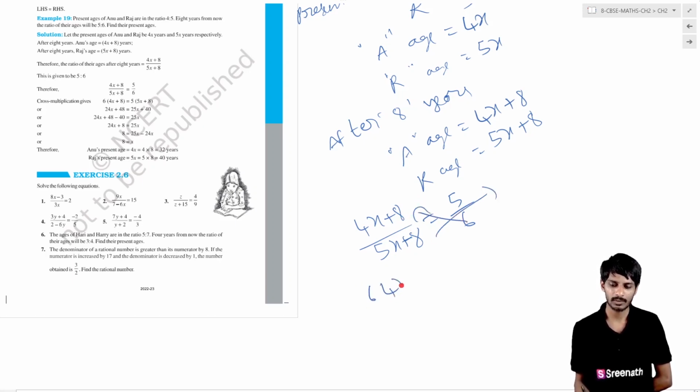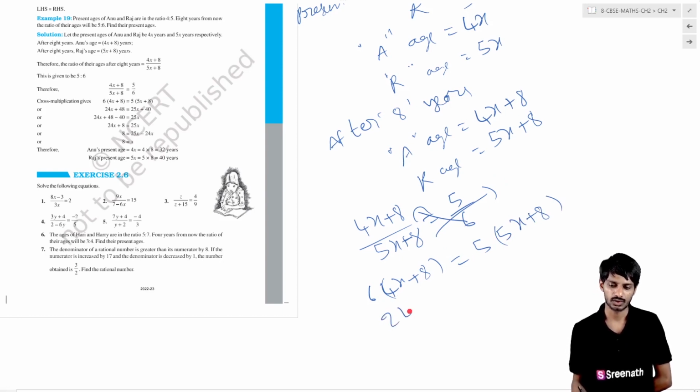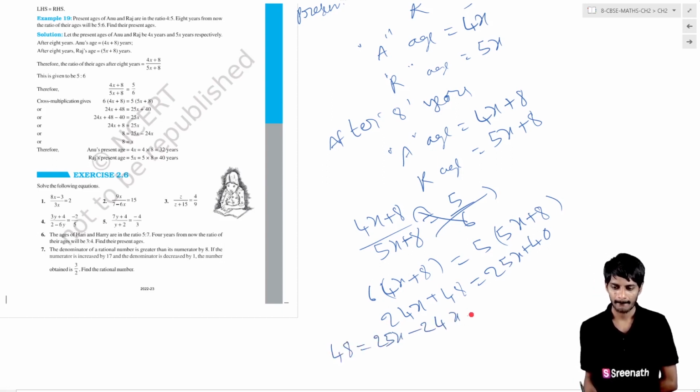By simple cross multiplication, 6 will be transferred to that side. Basically 6 is dividing here, so it will be multiplied there. And 5x plus 8 will be transferred to that side, and it will be multiplying here. So 6 4s are 24x plus 8 6s are 48, and 5 5s are 25x plus 8 5s are 40. If you take 24x to that side, because it is adding, it will become subtracting. So 48 equal to 25x minus 24x plus 40.